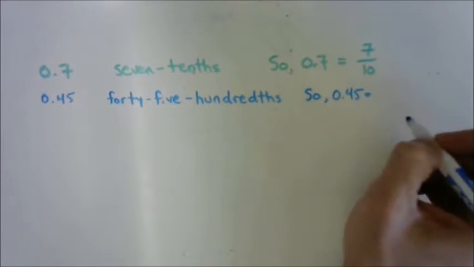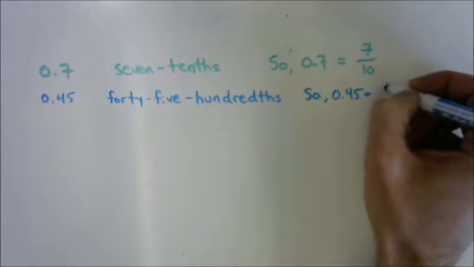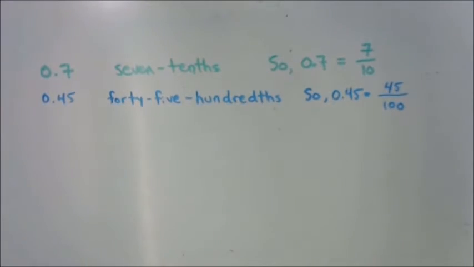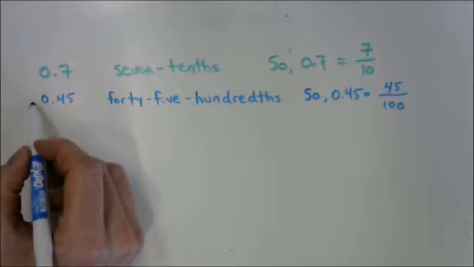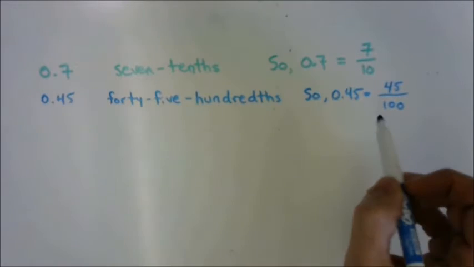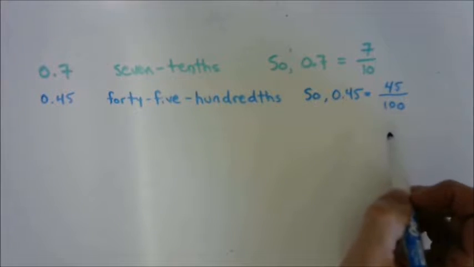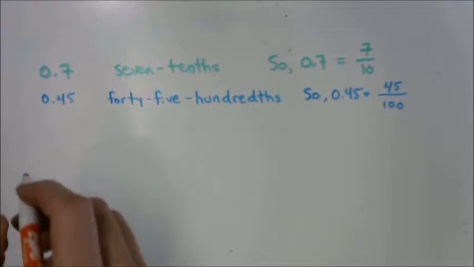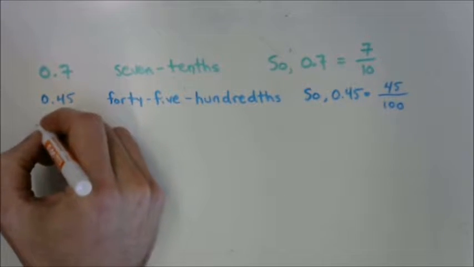So 0.45 equals, as a fraction, 45 over 100. And this would work the same with negative numbers, as we'll see in the next one. If we had a negative 0.45, we would say it's negative 45 hundredths, and it would be equivalent to negative 45 over 100. The next one is a little bit longer. It's negative 1.875.